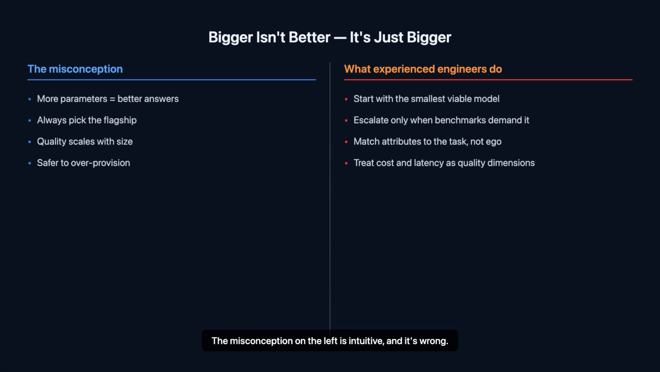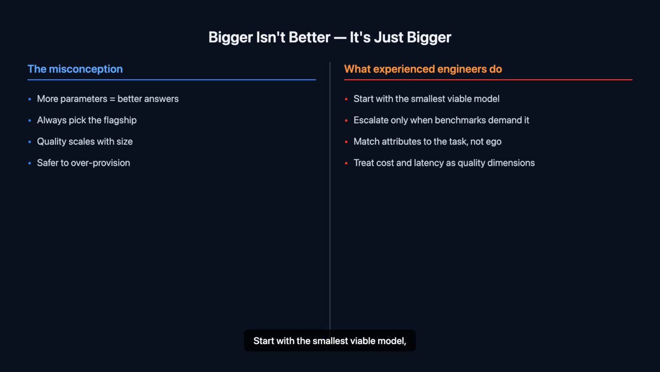The misconception on the left is intuitive, and it's wrong. More parameters do not automatically mean better answers. The flagship is not always the right pick. Quality does not scale linearly with size, and over-provisioning is not a safety net. It's just expensive. On the right is the working norm.